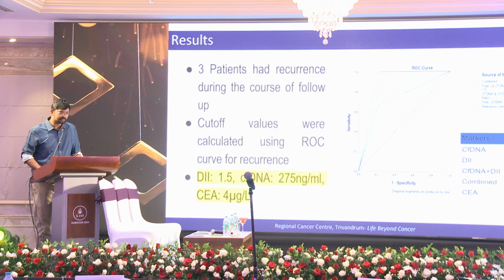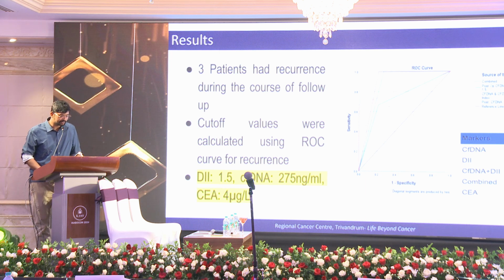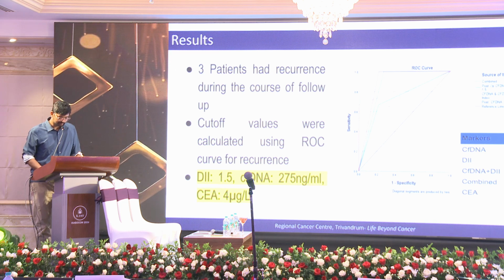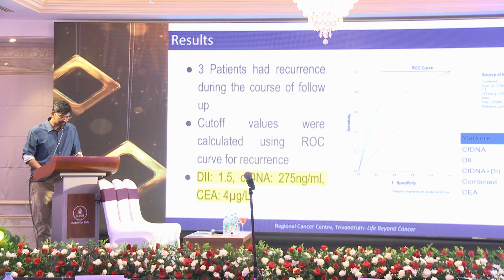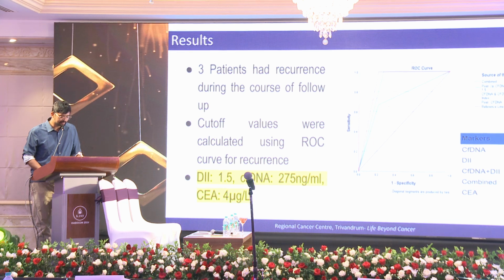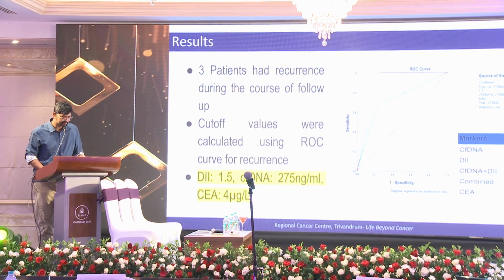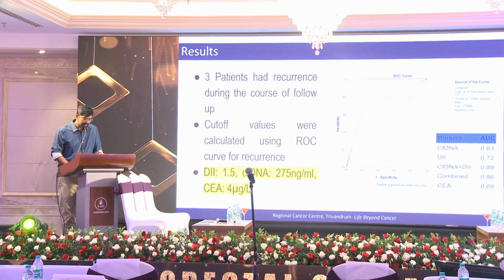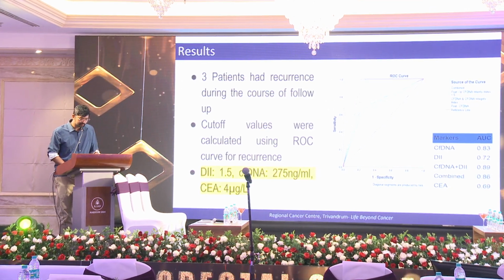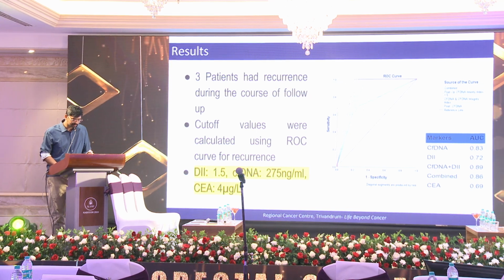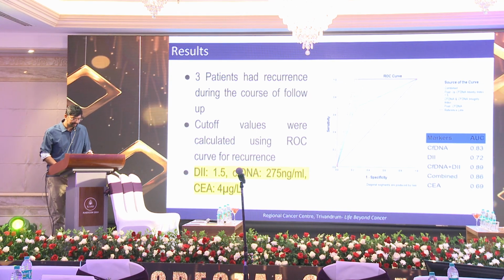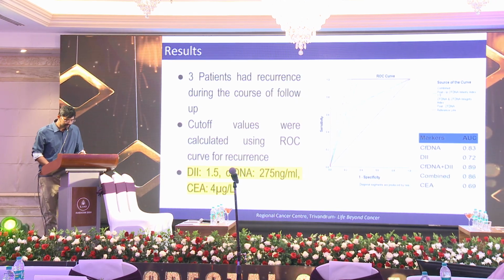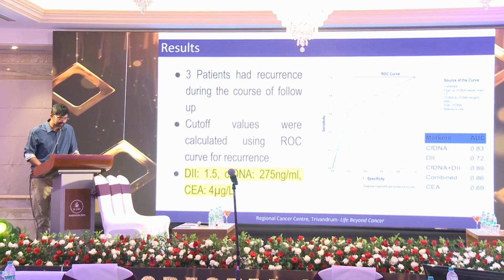So what we did next, we tried to find whether cfDNA or DNA integrity index can be used to predict the recurrence. Thus, a ROC curve was calculated, and we found that the DNA integrity index cutoff value was 1.5 and cfDNA was 275. As we can see from the ROC curve, the highest area under the curve is when we used cfDNA and DNA integrity index together, followed by the combined cfDNA, DNA integrity index, and CEA together. And the least was when we used the DNA integrity index.